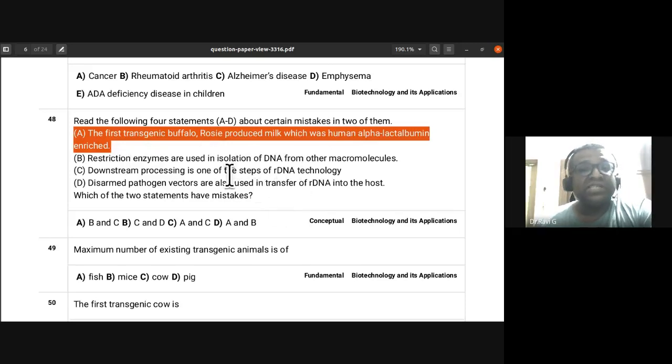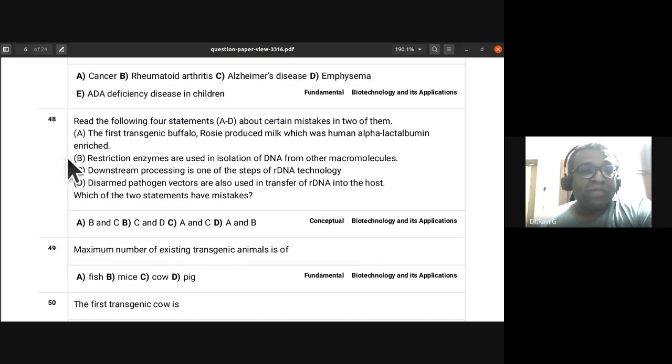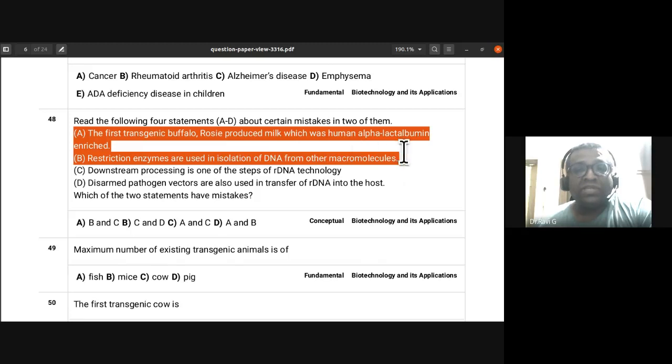Restriction enzymes are used in isolation of DNA from other macromolecules. Downstream processing is one of the steps of rDNA technology. Disarmed pathogens are also used in transfer of rDNA into the host. So A and B are the two statements with mistakes. Restriction enzymes are used in isolation of DNA from other macromolecules, so these are the two statements which are wrong.